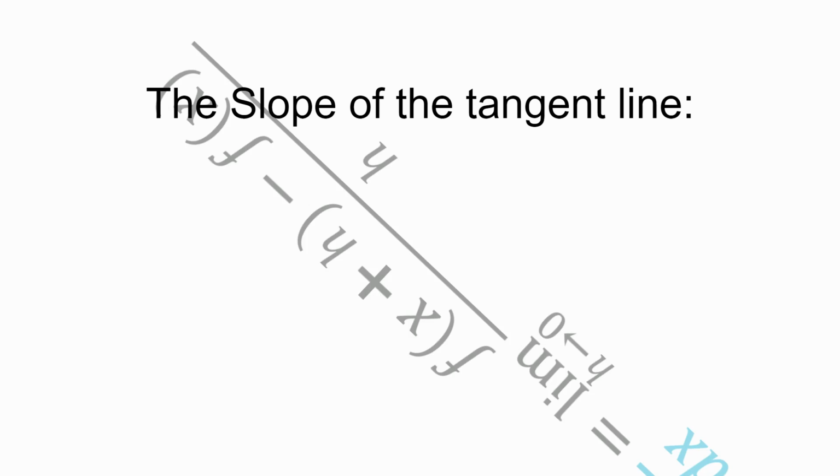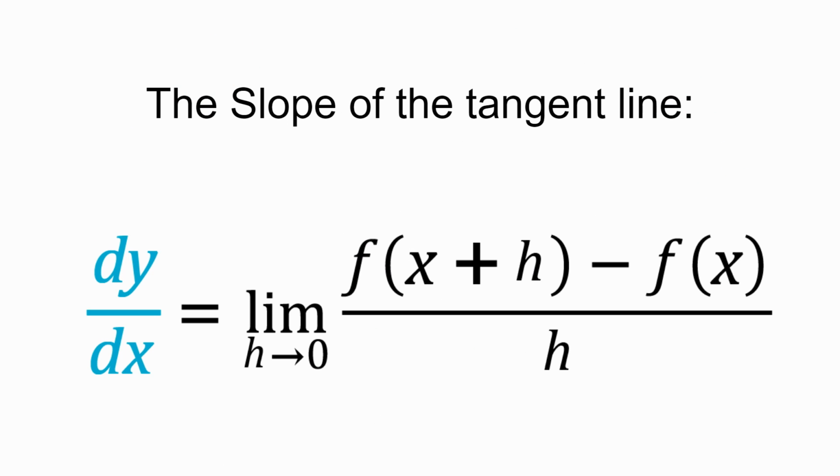Let's take a look at the equation for the slope of the tangent line. The slope of the tangent line is the limit as h approaches 0 of f of x plus h minus f of x, divided by h. So let's try it out with the function f of x equals x squared plus 4x.